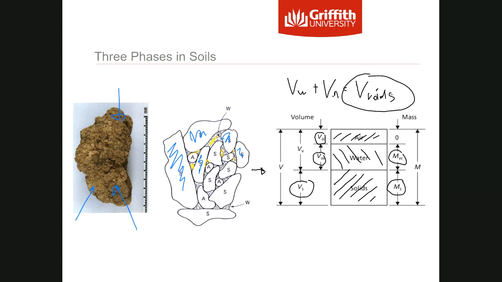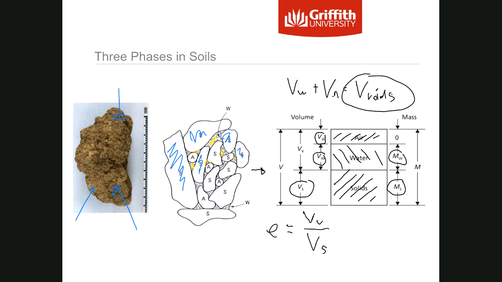Now we're going to use this volume and mass to create some definitions and ratios to describe soil properties. The one that we're going to use in this tutorial, and that is very important to describe the soil property in the field, is first the void ratio. The void ratio just shows you how much voids are in the soil. What we do is use the volume of voids and divide by the volume of solids.